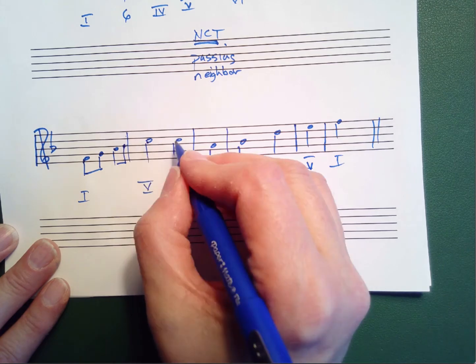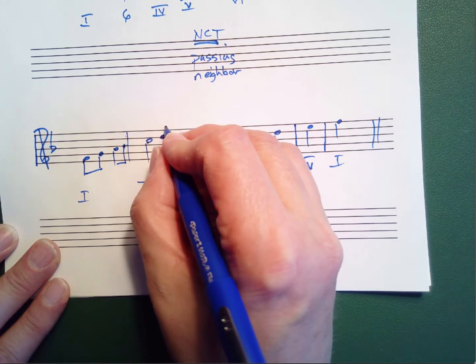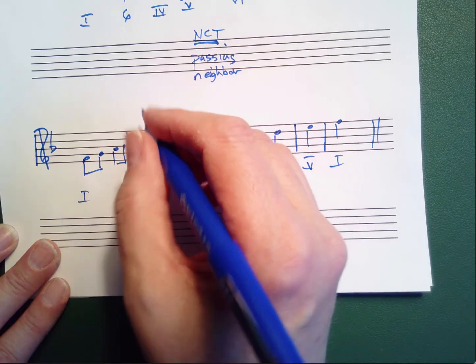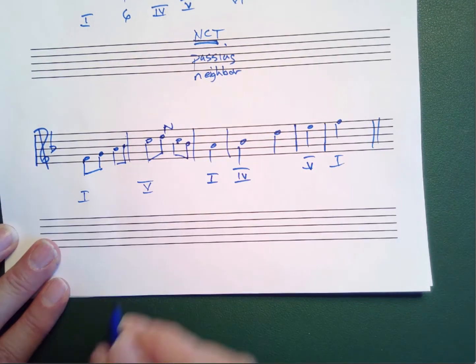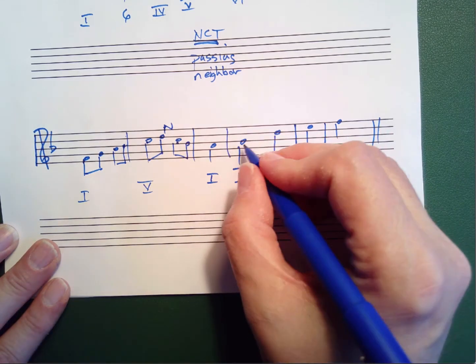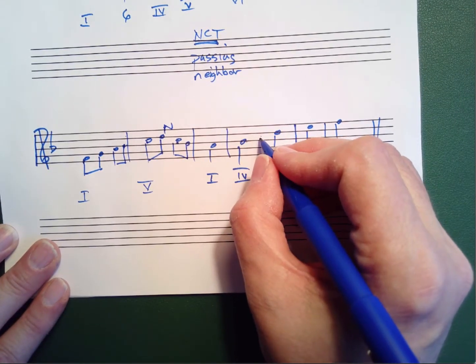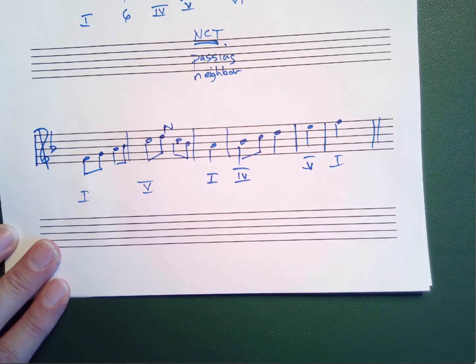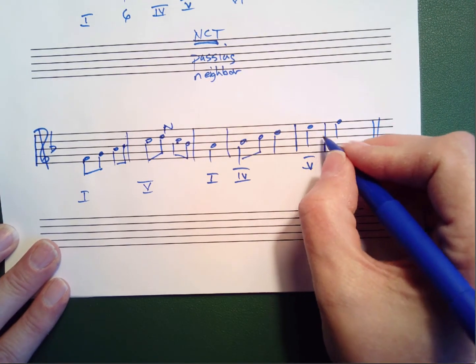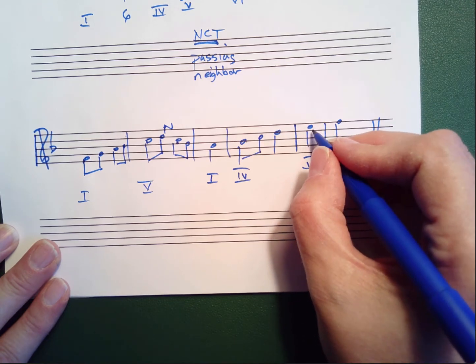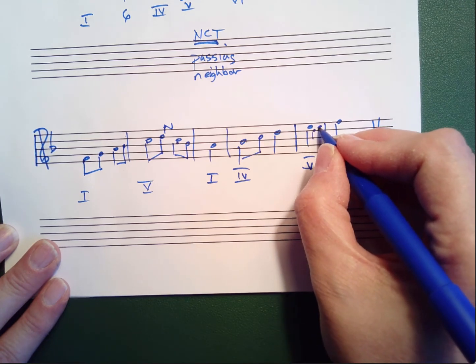Here, since C is repeated, this could be a neighbor note. Here, C down to A could be a passing note. B flat up to D could be a passing note. Here, we've got an E. We could do a neighbor note and come back to the E.